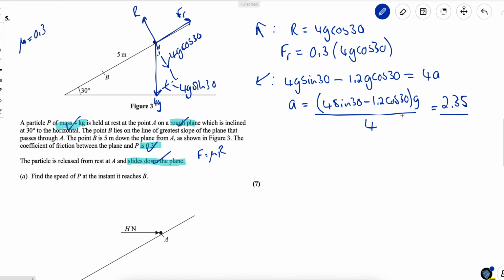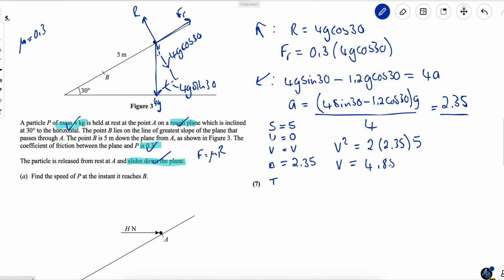So now I've found the acceleration, I need to use that to find the final velocity. So, okay, the distance travelled is 5, as on the diagram. Initial velocity is 0 because it's released from rest. Final velocity we're trying to find, and acceleration we've just found, 2.35. So I'm going to use v squared equals u squared plus 2as. So v squared equals 0 plus 2as, and if you've still got that 2.35 unrounded in your calculator, use that so that you don't lose any accuracy. And then I get 4.85 meters per second for that.